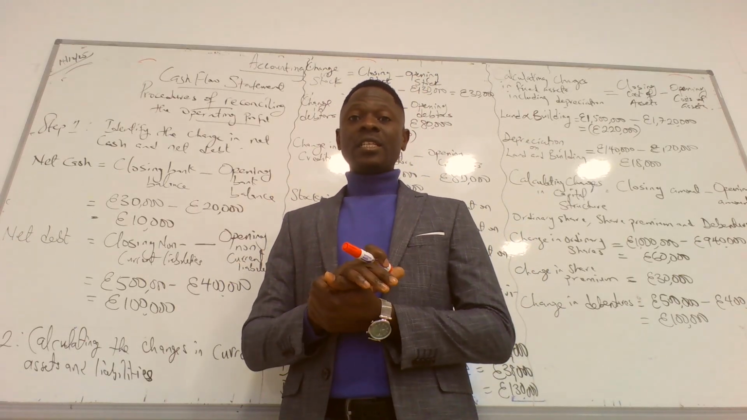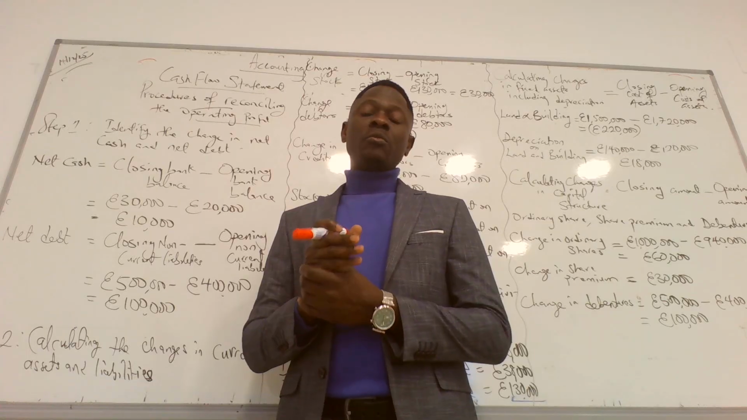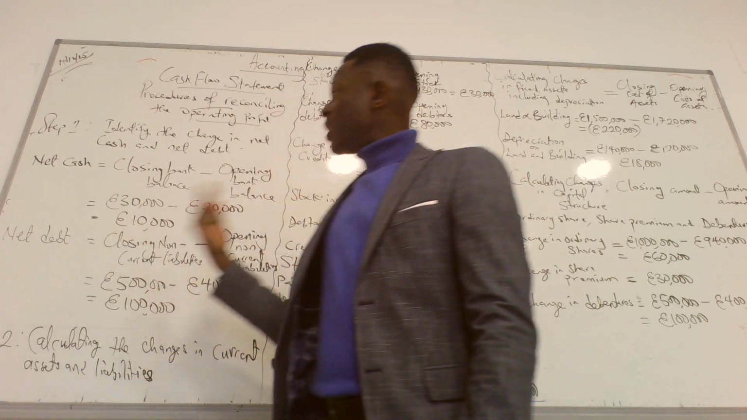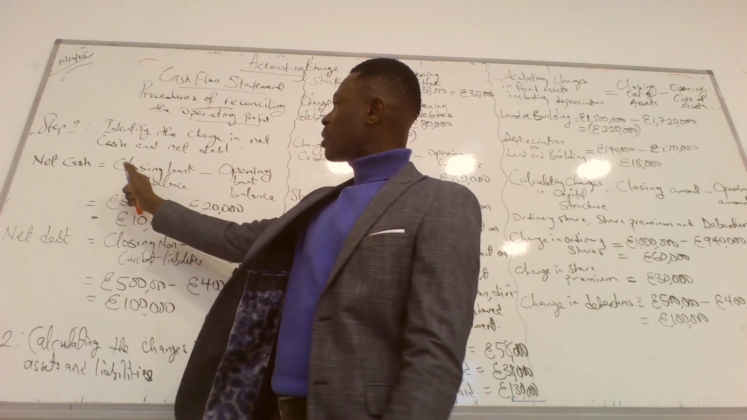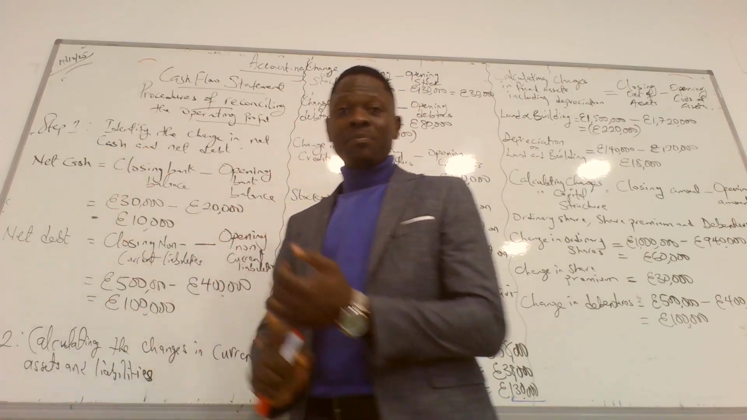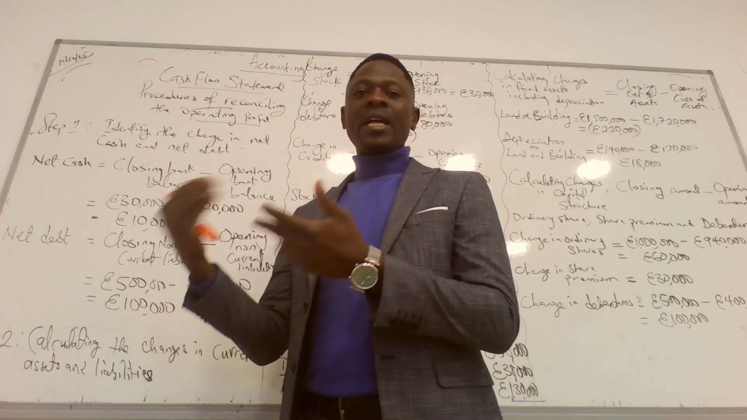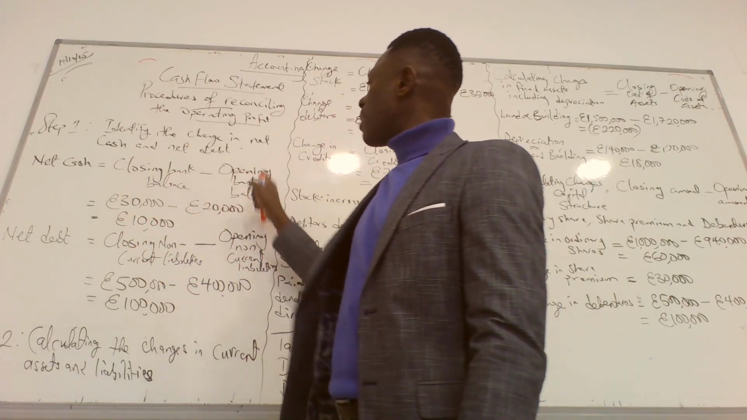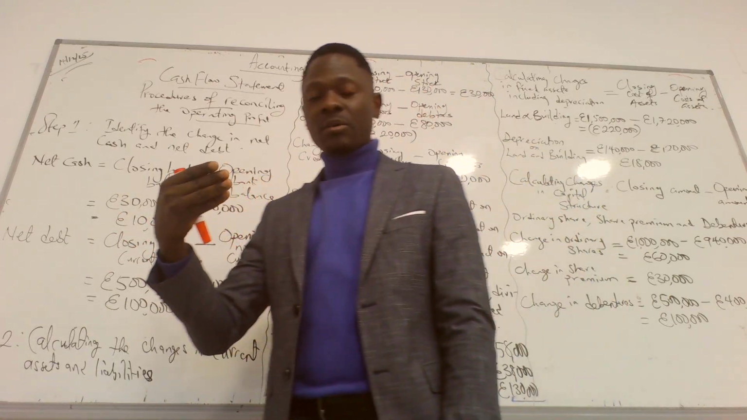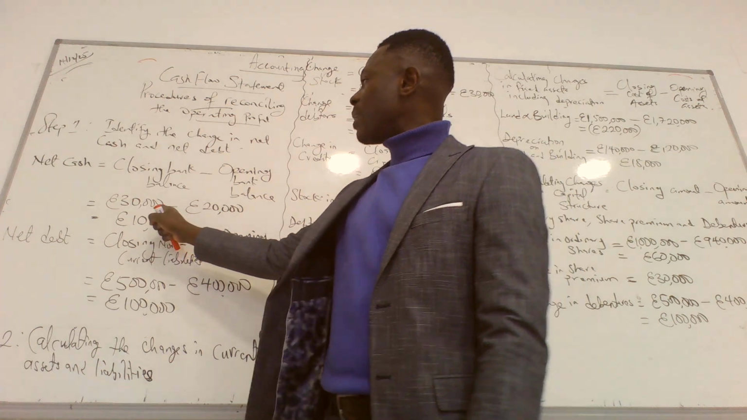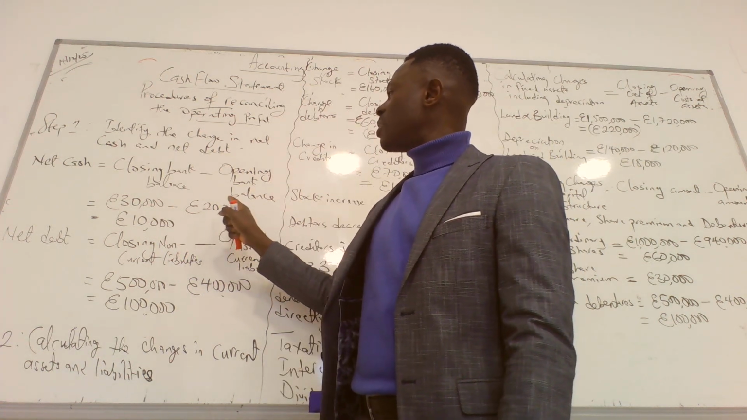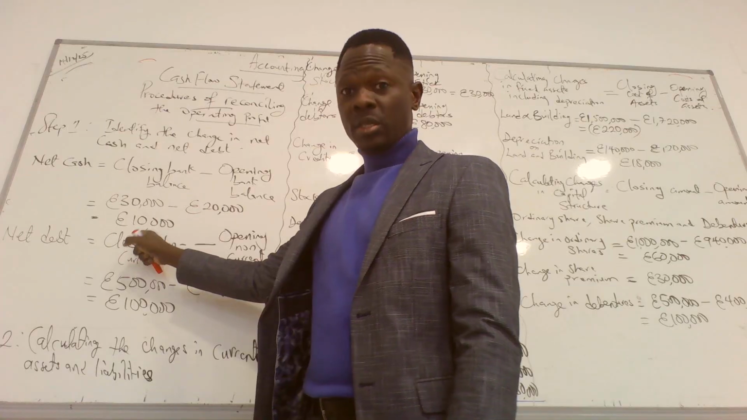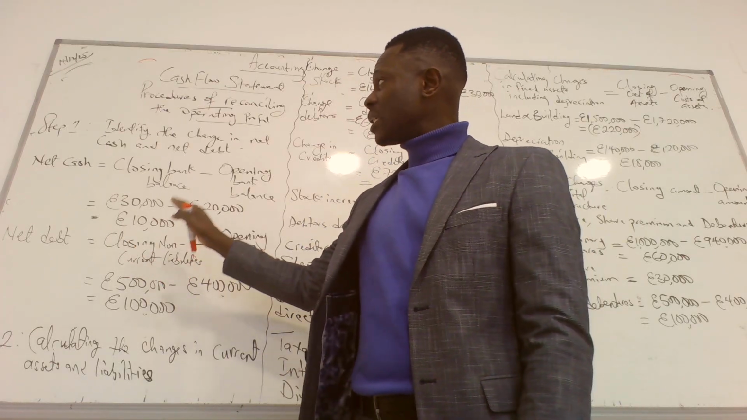The net cash is going to be the closing cash minus the opening cash. Based on the previous information, our closing cash will be the cash at bank of the closing and the cash at bank of the opening. So it is the closing bank balance minus the opening bank balance. In the previous question, we had the closing bank balance to be 30 and the opening bank balance to be 20. So the difference in net cash is 10,000 euros. That's for the net cash balance.